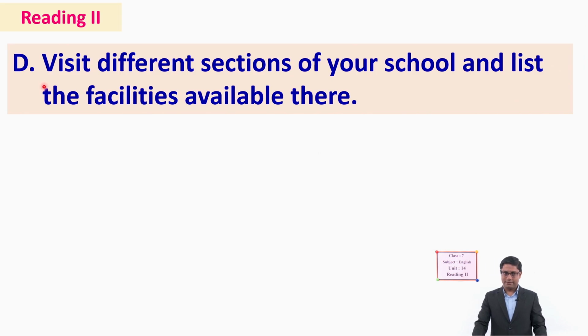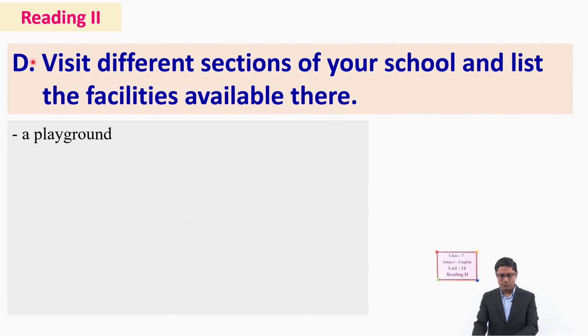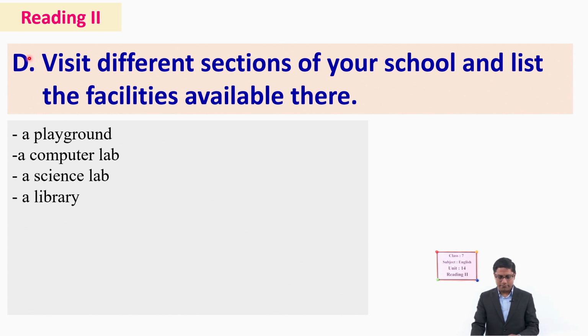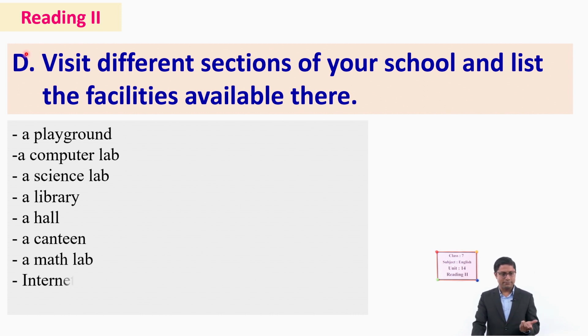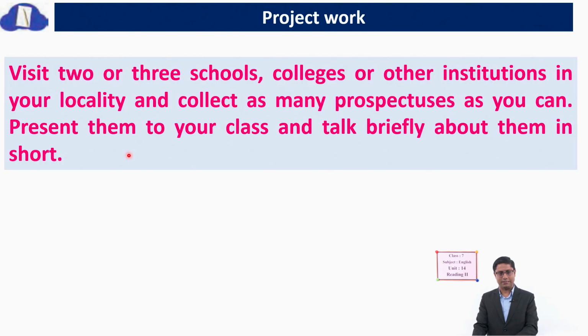Now, look at number D there. Visit different sections of your school and list the facilities available there. Now, you need to go around your school and see what facilities you have in your school. For example, you can have a playground, you can have a computer lab or a science lab or a library, similarly a hall, training hall, a meeting hall or like that. Similarly, a canteen, you can have a math lab, you can have internet in your school, you can have first aid room, okay, such things you can go through your school and mention if you do have these things.